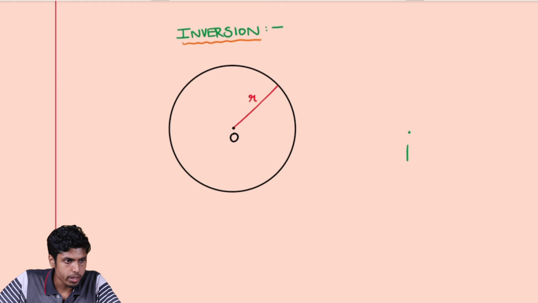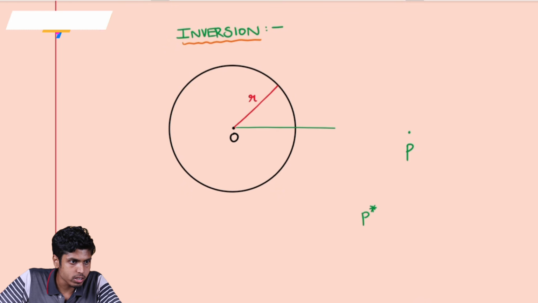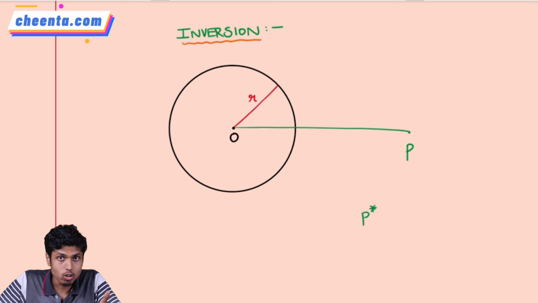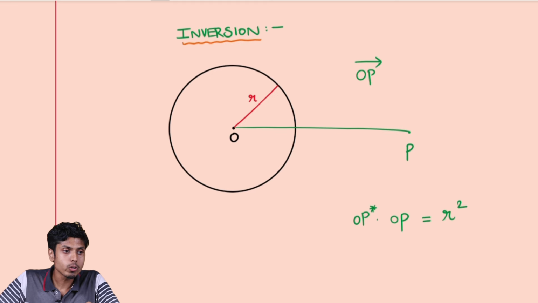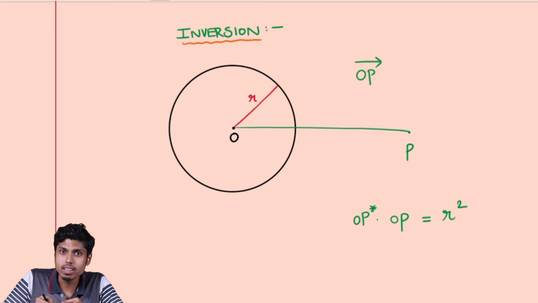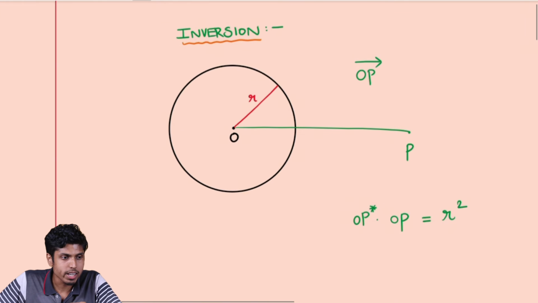If you take the point P, then the inversion of P, that is P star, is the point on the segment OP or the line OP. In a more precise sense, I should say it is a point on the ray OP such that OP star times OP equals R square. So you are going to get R square when you multiply the distances from O to the 2 points, to P and to the inverse of P. This means if one is greater than R, the other one is going to be less than R.